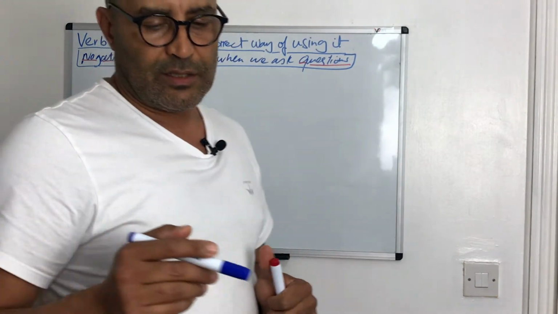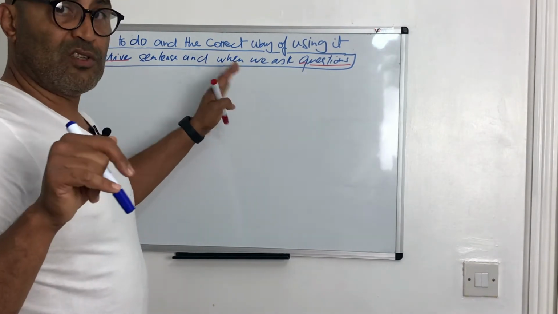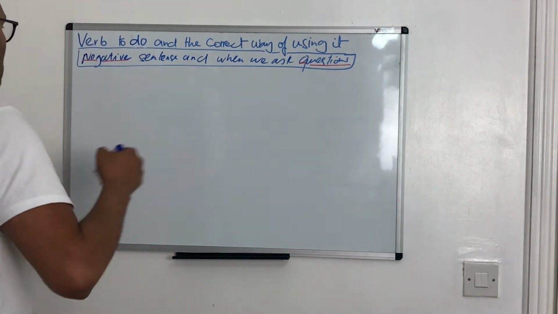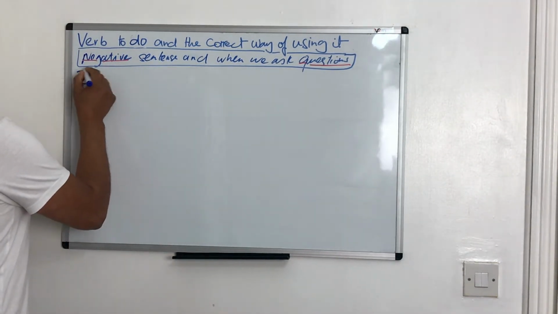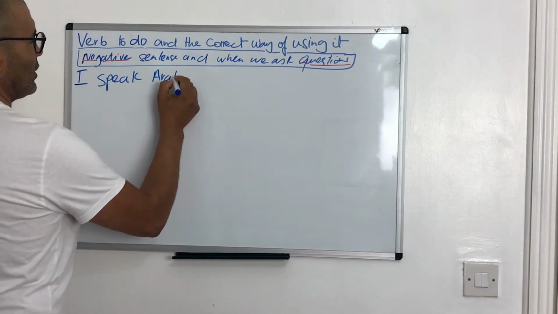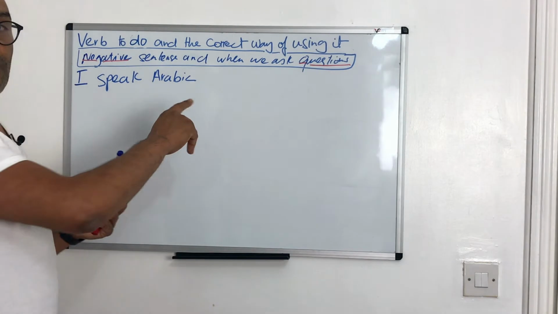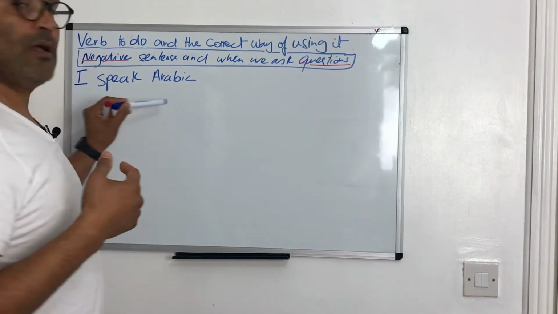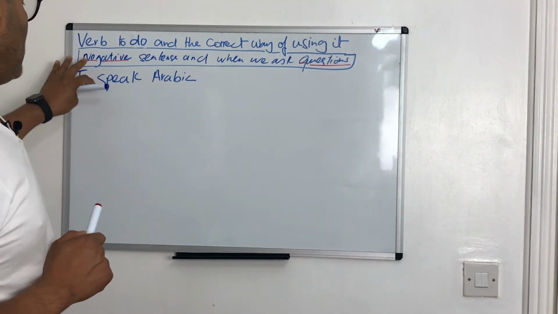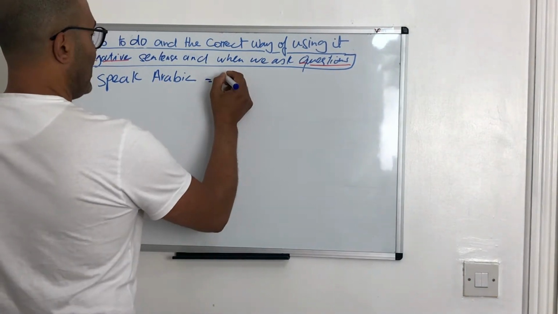To make a negative sentence, as I told you at the beginning, you add not. Let me give you an example: I speak Arabic. This is a positive sentence. If you want to do it in a negative way, a negative sentence, okay, we use I.